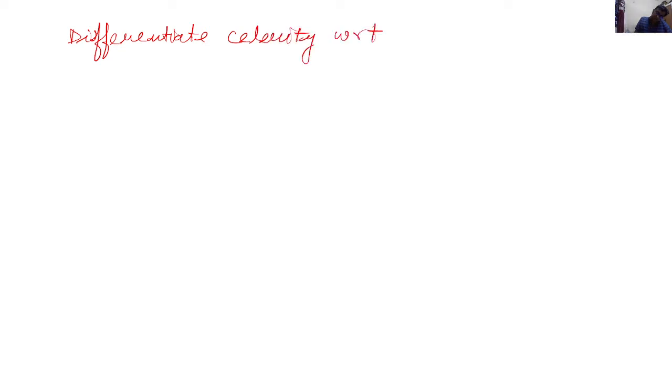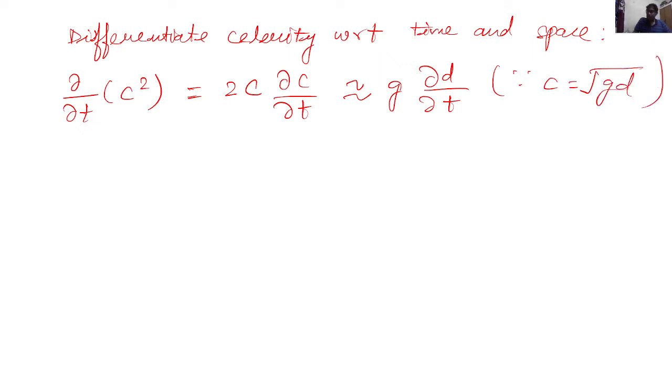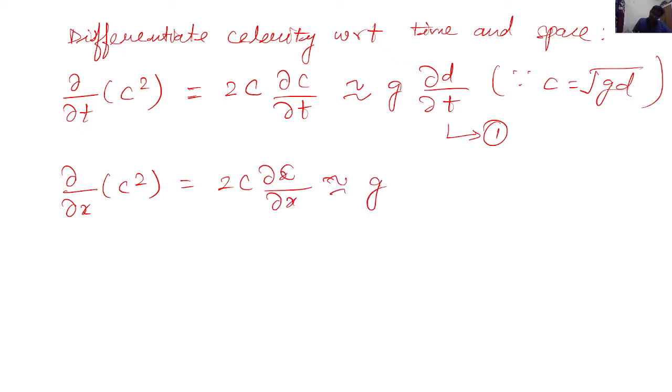So the first exercise is to differentiate celerity with respect to time and space. So del by del t of celerity square, we are trying to differentiate celerity. We are taking c square because if we differentiate c square rather than c, we will get a very well-known expression. So this is nothing but 2c del c by del t, which can be represented as g del d by del t, since c is nothing but square root of gd for a rectangular open channel where d is the depth of the flow. Let us term this equation as number 1. Now differentiating celerity with respect to position, that is x, we get another expression, del c by del x, which can be simplified to g del d by del x. This is the second equation.